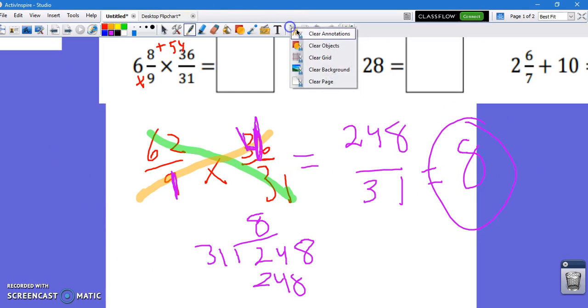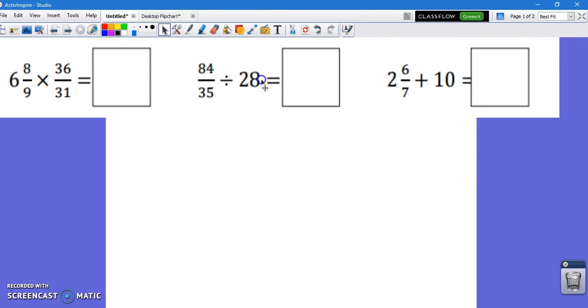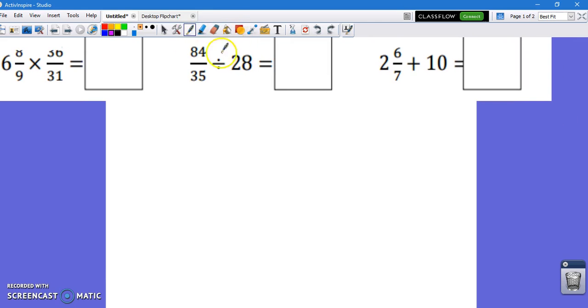All right, let me try a few of these division problems while I'm here. Okay, like this one. Look at this division problem from the first page, okay? So when we divide, remember, we never really divide fractions, we always multiply. When we divide, we're going to keep the first one the same. So that's 84 over 35. Change the problem to multiplication, okay?